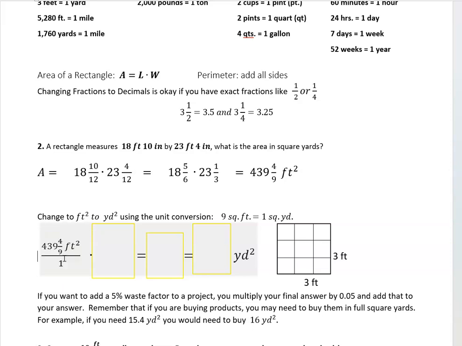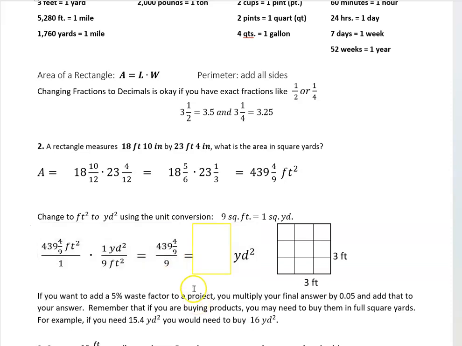So now I'm going to come back over here and I'm going to take the 439 and 4/9 square feet that I had, and I'm going to multiply by that unit fraction that says 1 square yard is the same as 9 square feet. This equals 1. They're exactly equal to each other. We're saying the same amount, but in two different ways. But what happens is, if you see the square feet up here and the square feet down there, they're going to cancel, and that's going to leave me with square yards.